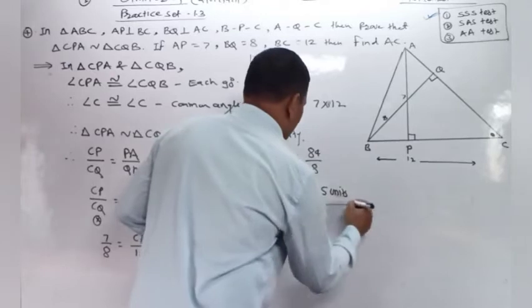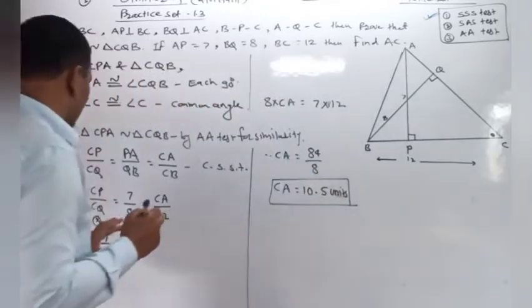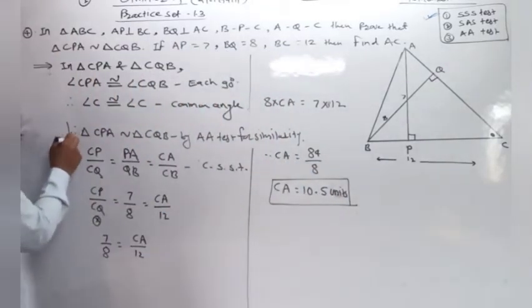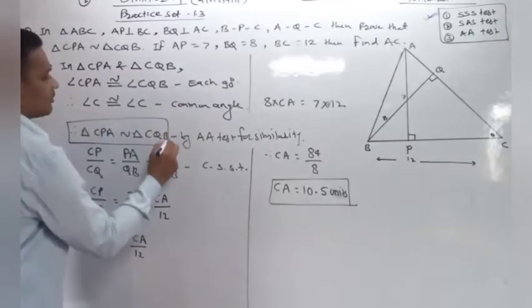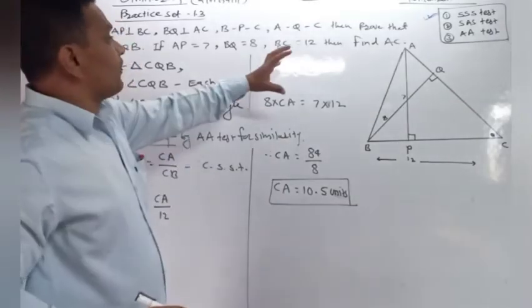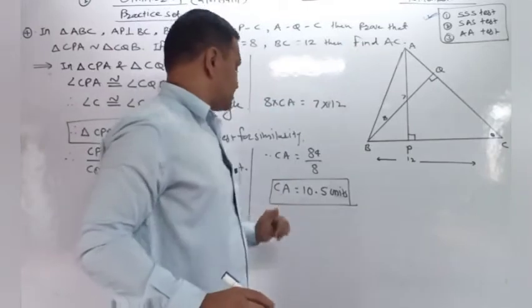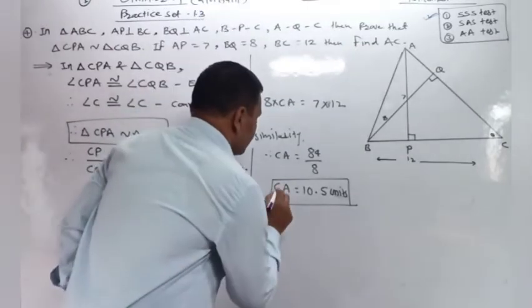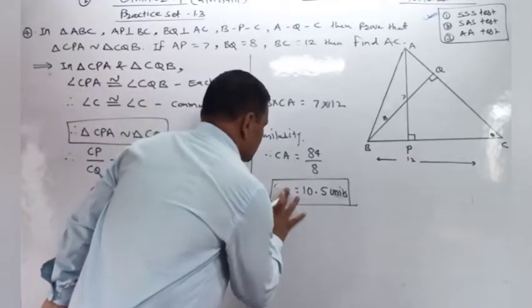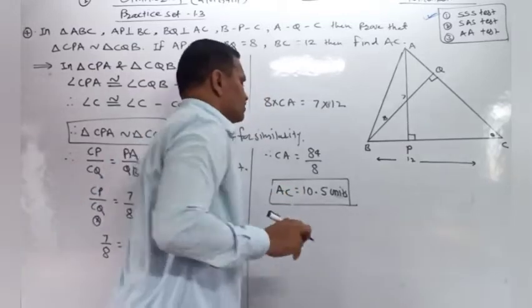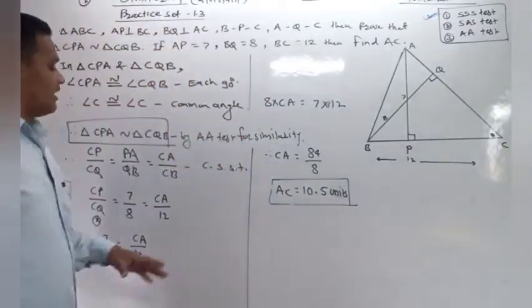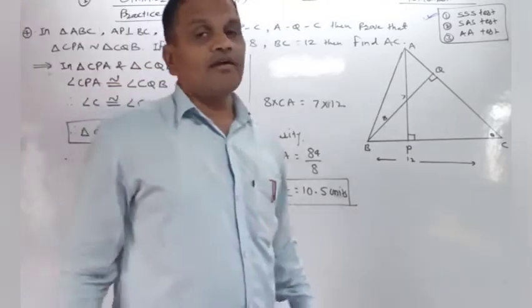Right? Now hence we have proved that triangle CPA is similar to triangle CQB by the double A test, and we have found the value of AC or CA. AC is equal to 10.5 units. Understand? Pause the video and write the answer.